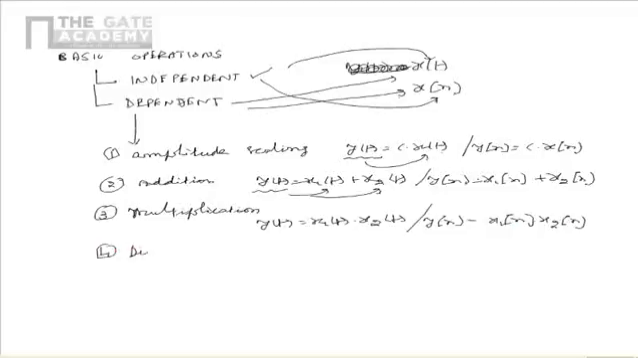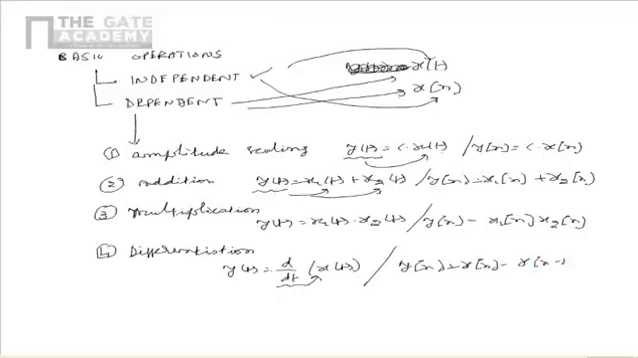The next one is differentiation. In this case, y of t is equal to d by dt of x of t. Here the differentiation is done on the dependent variable x, or y of n is equal to x of n minus x of n minus 1.